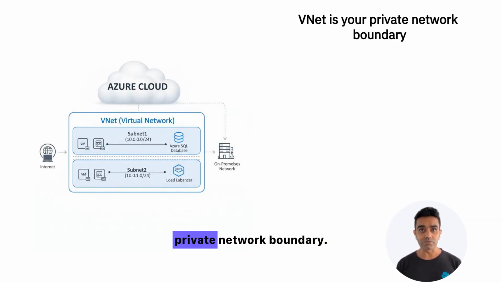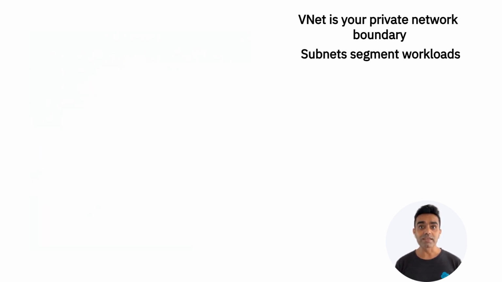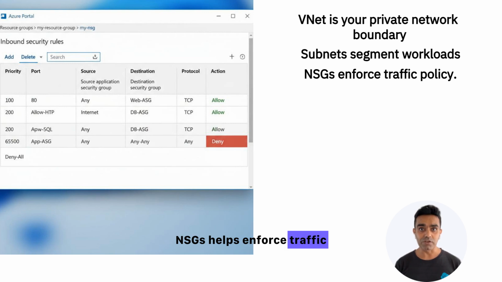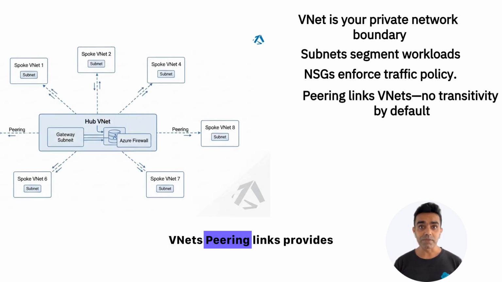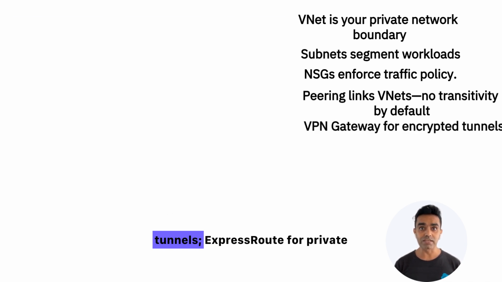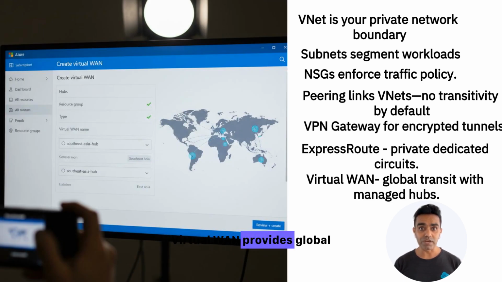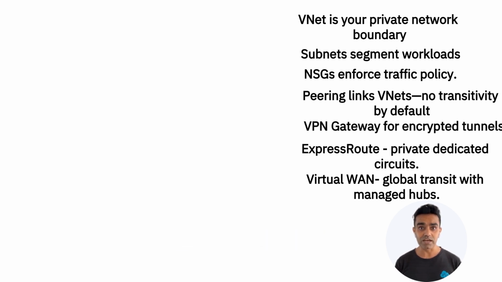Let's do a quick recap. VNet is your private network boundary, where subnets help you segment workloads. NSGs help enforce traffic policy. VNet peering links provide no transitivity by default. VPN Gateway for encrypted tunnels. ExpressRoute for private dedicated circuits. Virtual WAN provides global transit with managed hubs. Combine these with solid IP planning, route control, and layered security, and you're production ready.